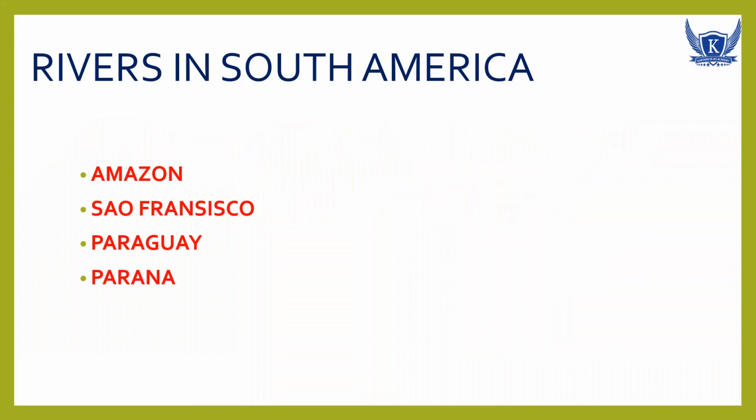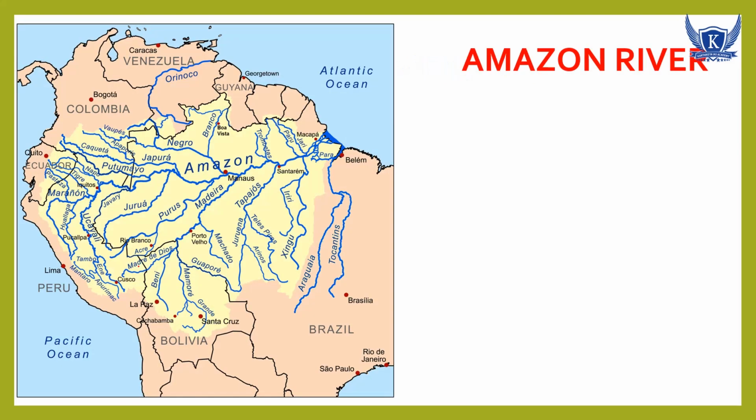Rivers in South America. Here I have mentioned only a few rivers. As I have already told you, now we are going to discuss only the major rivers. In the minor section, we will start a new series where we will be covering the minor rivers in the world. So in this part, we are going to learn about the rivers Amazon, Sao Francisco, Paraguay, and Parana. So let's start with the first river, Amazon.